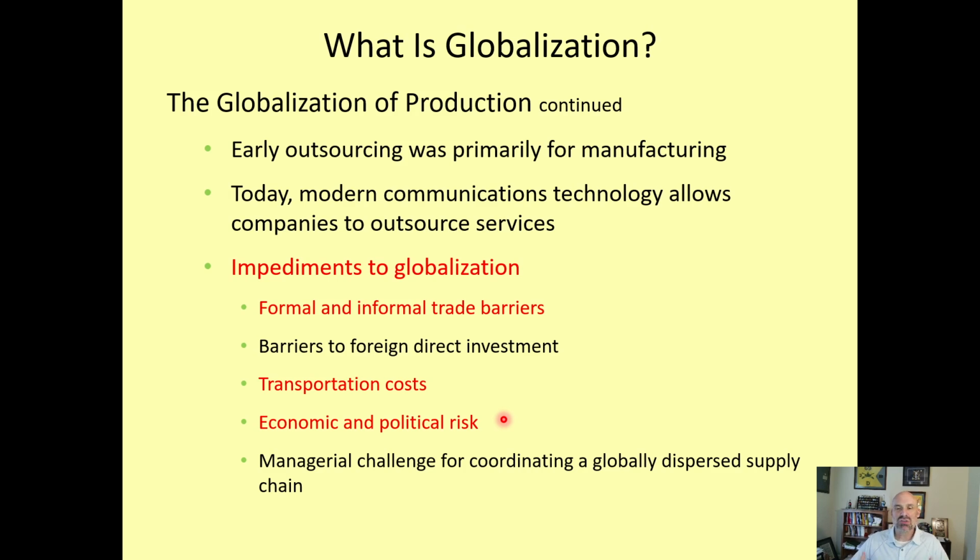Venezuela is a country where there used to be a lot of U.S. businesses and business people working there. Not so much anymore, based on their political environment in Venezuela.